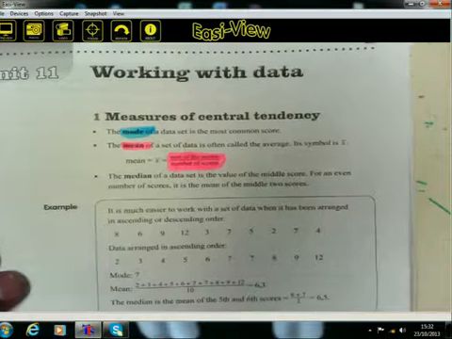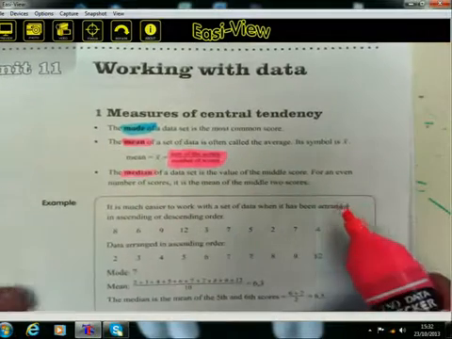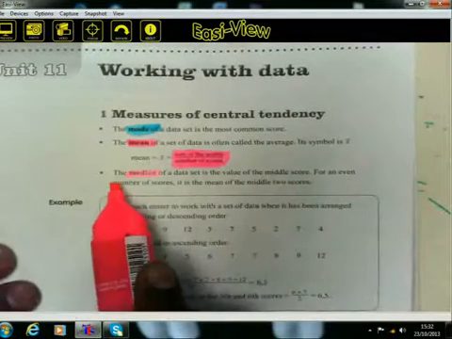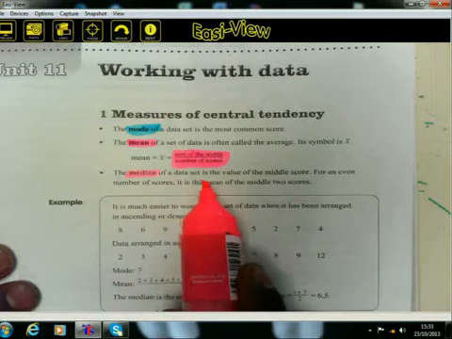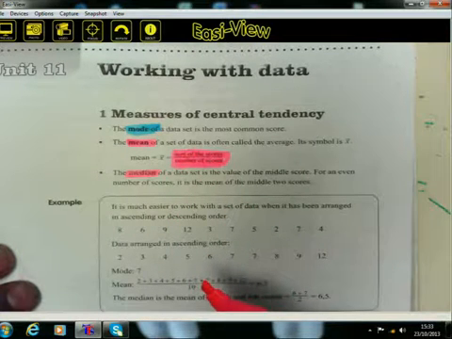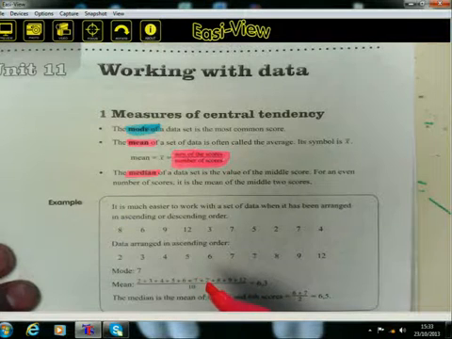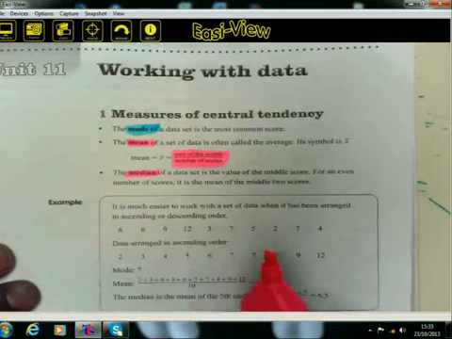The last measure of central tendency is the median. The median of a data set is the value of the middle score. That means you are looking for the middle number. That middle number is called the median because it's at the center. Now let's check this example.